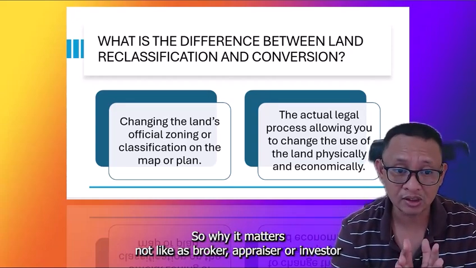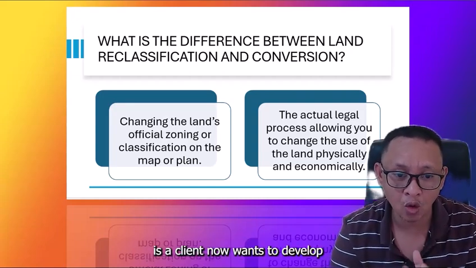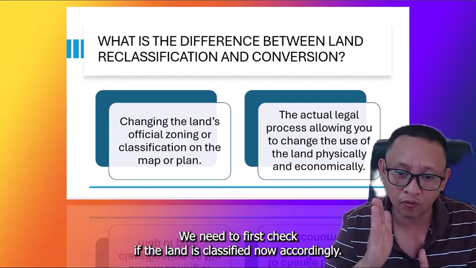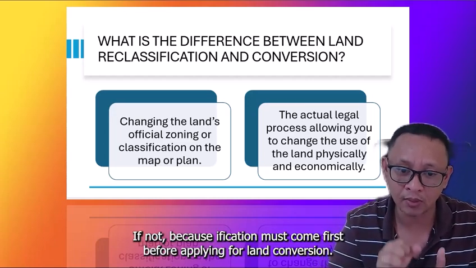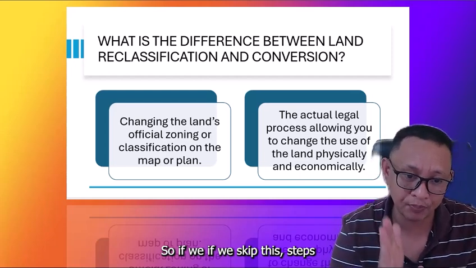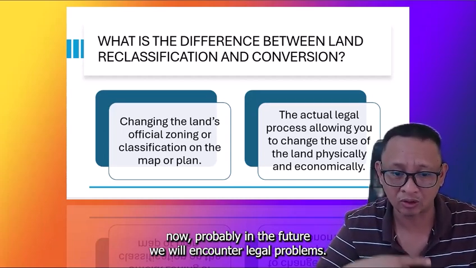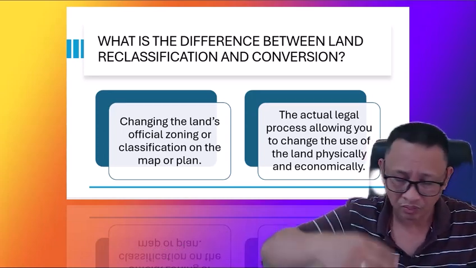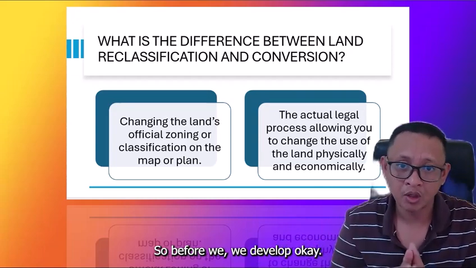So why does it matter? As a broker, appraiser, or investor, if a client wants to develop agricultural land into a subdivision or commercial building, we need to first check if the land is reclassified accordingly. If not, reclassification must come first before applying for land conversion. If we skip these steps, probably in the future we will encounter legal troubles. So we really need to check the status or classification of the land before we develop.